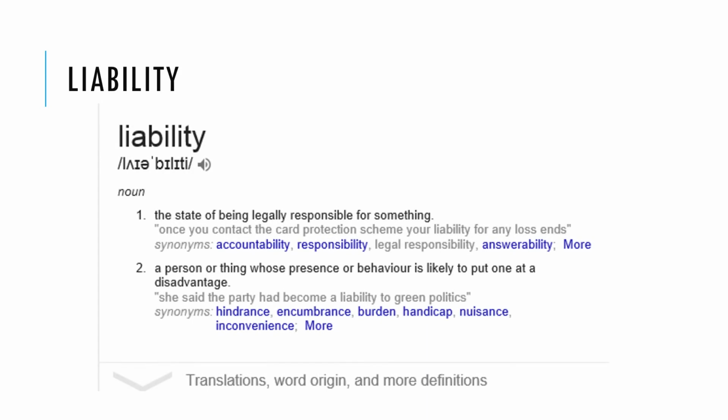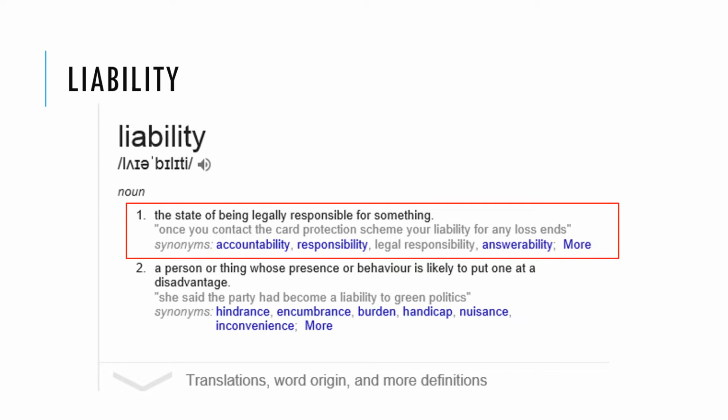I've said liability a lot, so let's start off with a definition, and where else to get one than the dictionary. So our definition of liability is the state of being legally responsible for something, or, as I've sometimes been described as in the past, a person or thing whose presence or behaviour is likely to put one at a disadvantage. In a business sense, we're talking about the first one. If a business is liable, it is legally responsible for something. So a business may be liable for paying back its debts or liable for complying with the law. It's legally responsible for these actions.